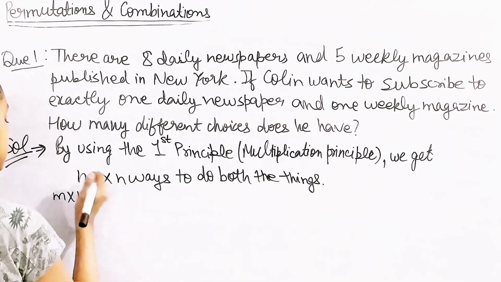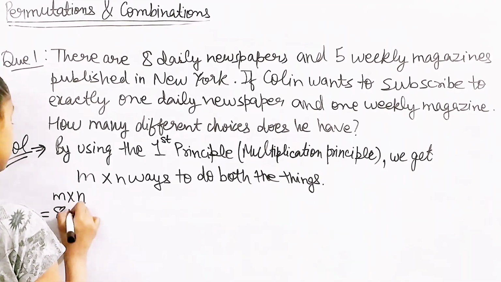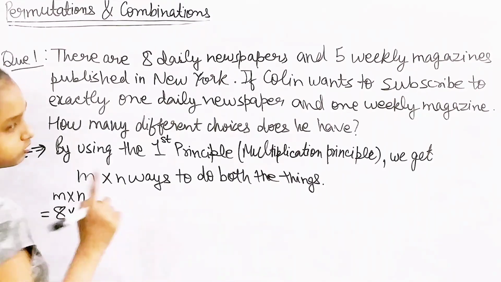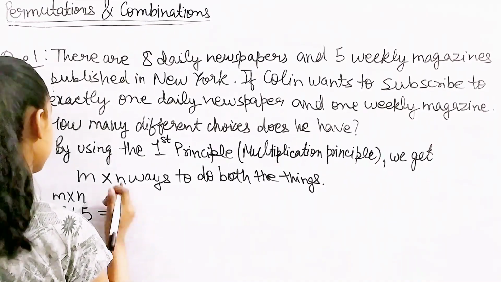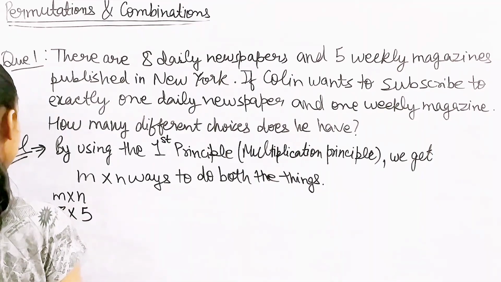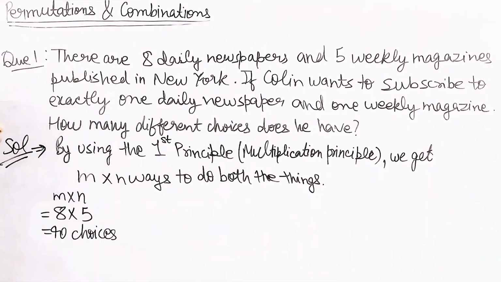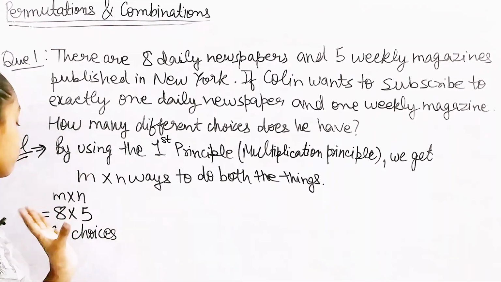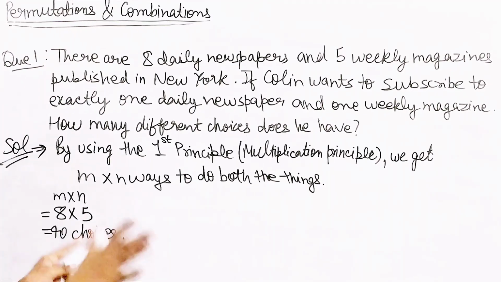Let me just erase this. M into N is equal to 8 into 5, which will be 40, right? So it's going to be 40. 8 into 5 is equal to 40. Now we can say that Colin has 40 different choices. That's what I can write, right? So it's really easy, and this question was super fun.